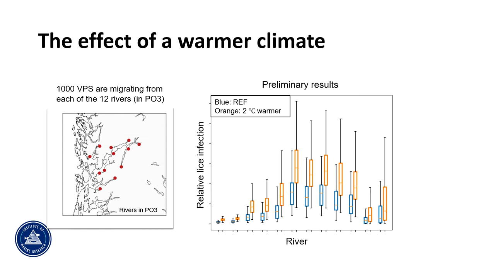As for the ROC method, the number of lice increased on the virtual post-smolt in our experiments with 2 degrees warmer water, as seen in the right panel, where the blue bars indicates lice on the reference experiment and the orange bar on the 2-degree experiment. And these are preliminary results, which we are still working on.